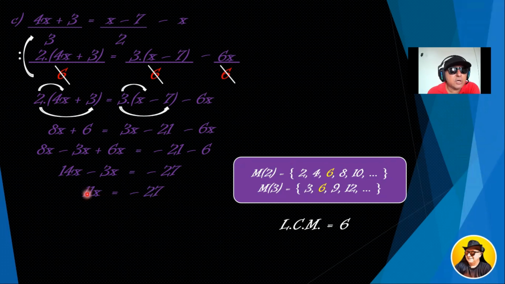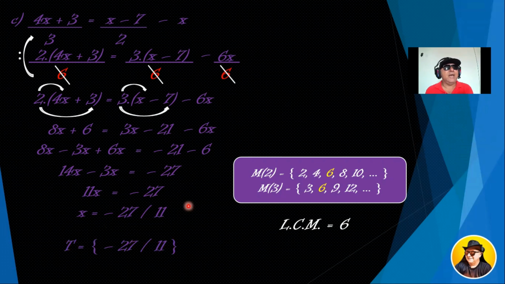This 11 here goes to the right side of the equation, dividing. So I have that x is minus 27 over 11. It is not possible to divide exactly, and it's not possible to simplify. So if you have no way out, what you have to do is give the solution set. It's already done.